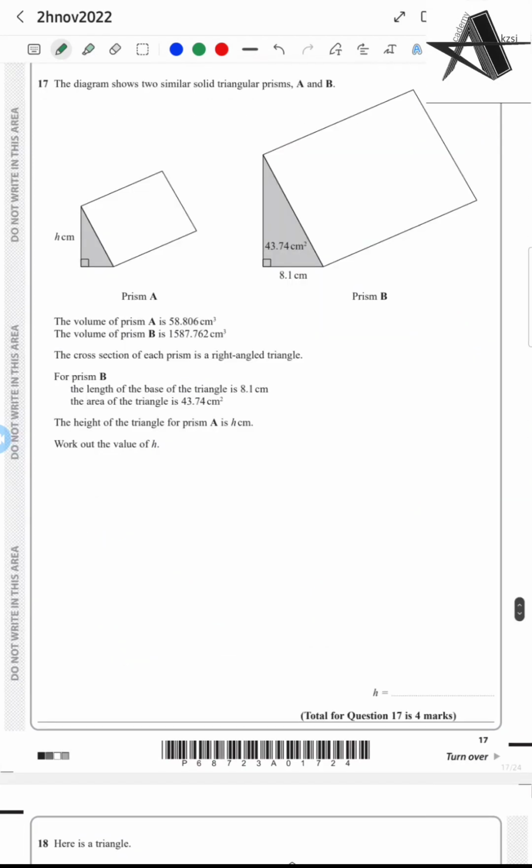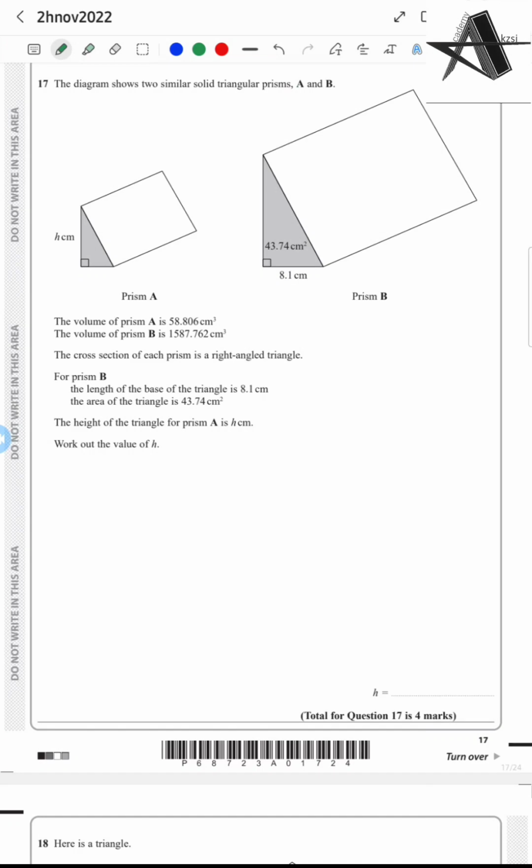The diagram shows two similar solid triangular prisms A and B. The volume of prism A is 58.806 centimeter cubed. The volume of prism B is 1587.762 centimeter cubed. The cross section of each prism is a right angled triangle. For prism B, the length of the base of the triangle is 8.1 and the area of the triangle is 43.74 centimeter squared. The height of the triangle for prism A is h centimeter. Work out the value of h.